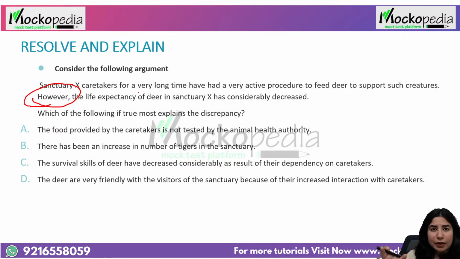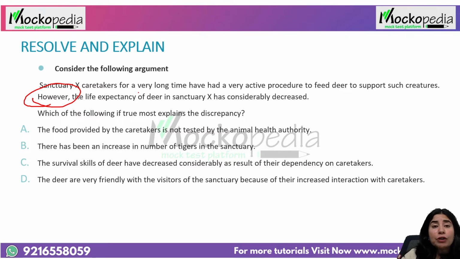Are you able to understand? There are two facts. There is a procedure where we are feeding deer, and the second thing that has happened is that the life expectancy has decreased. So this should not happen. If you are eating well, just try to relate it. If you're eating well, your life expectancy is going to increase, but it is going down. So both these facts are correct, but these facts are disagreeing with each other.